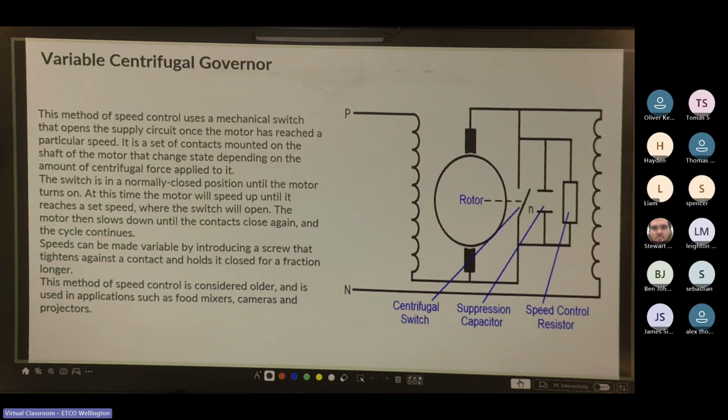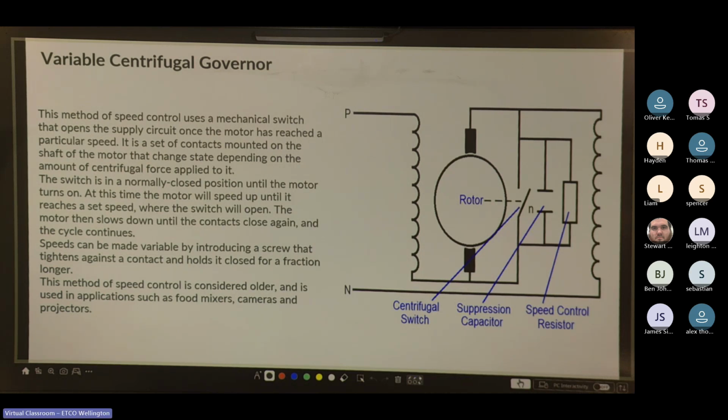And then you have a variable centrifugal governor. So when we talk about centrifugal switch or governor, it's basically as the motor speeds up, it either clicks in and out. So if a motor has a centrifugal switch, that switch is constantly connected until the motor spins up to speed, in which it opens, usually used to connect some form of capacitor in an induction motor.